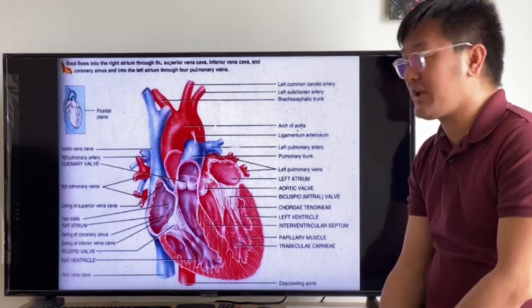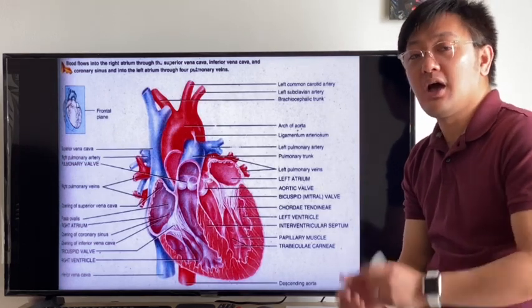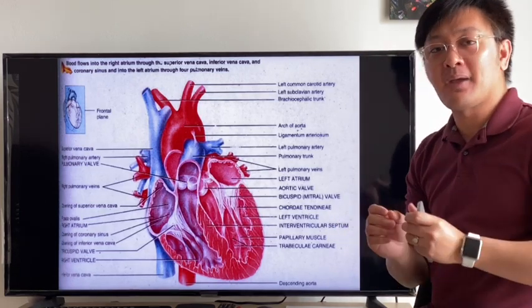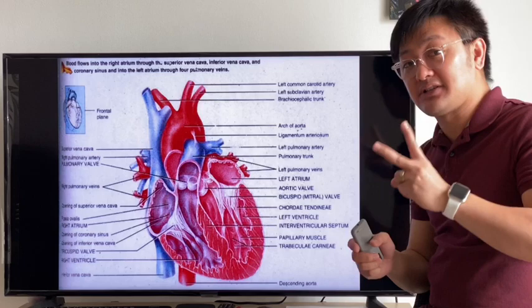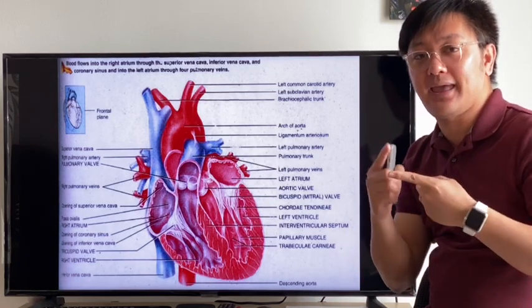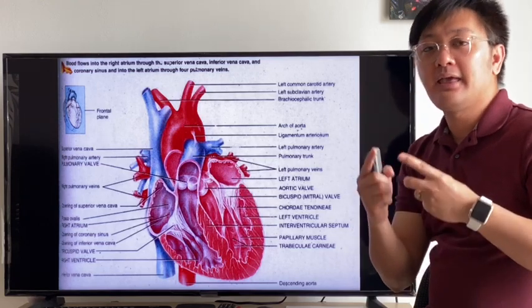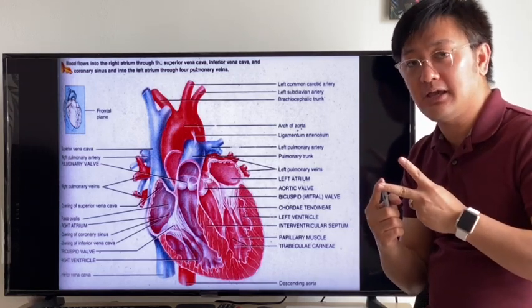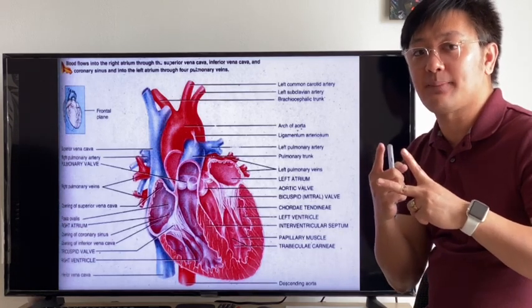Aside from those structures in the heart, there is a connective tissue named valve, okay? Now remember, there are two common valves in the heart. First is the AV valve. AV stands for atrioventricular valve. And another type of valve in the heart is your semilunar valve, okay? So the AV valve and the semilunar valve.